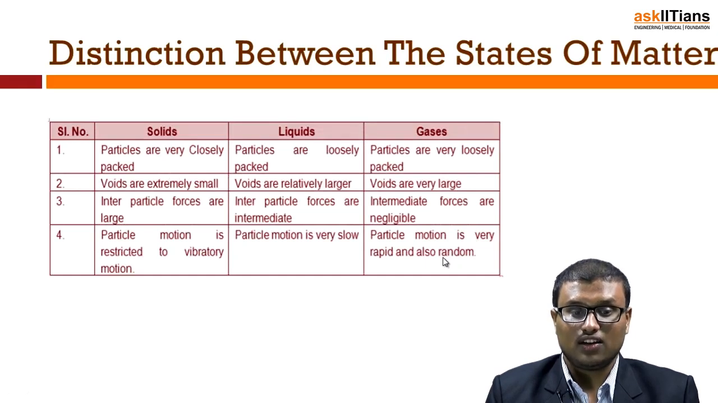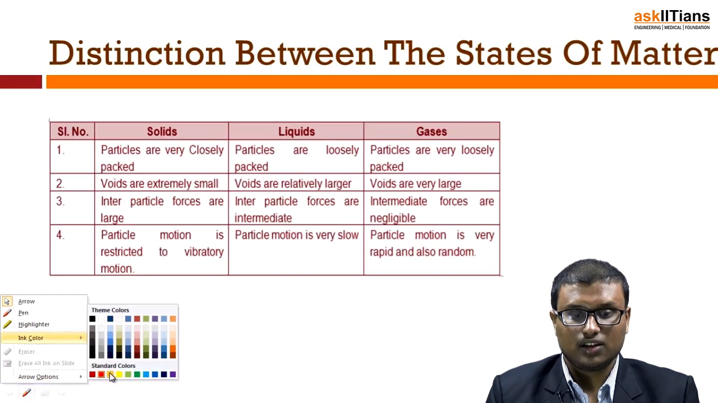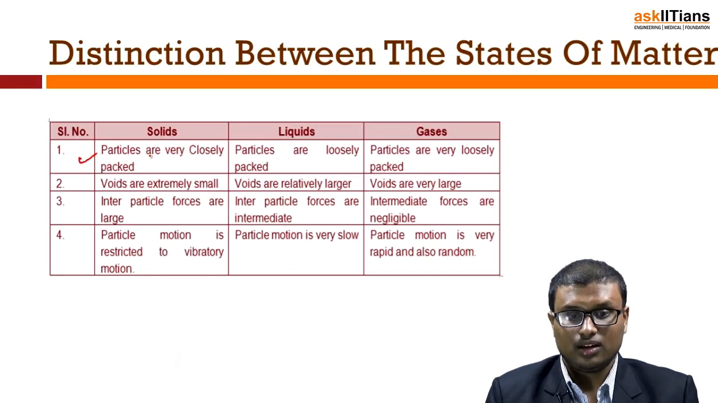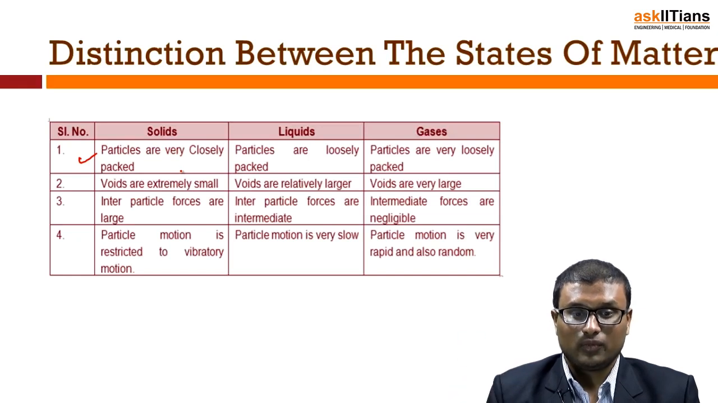So for solids, the first point itself says that particles are very closely packed. Yes, you can take this pen, which is a solid, and in the solid all the particles which are present are tightly packed. That means, are there any voids? Yes, even in solids there are certain voids, but the voids are extremely small.